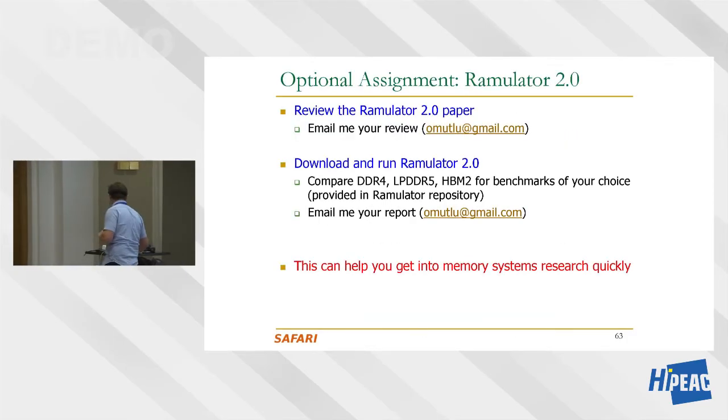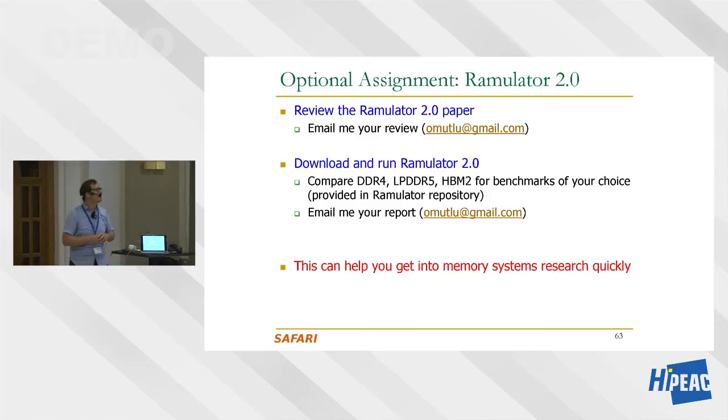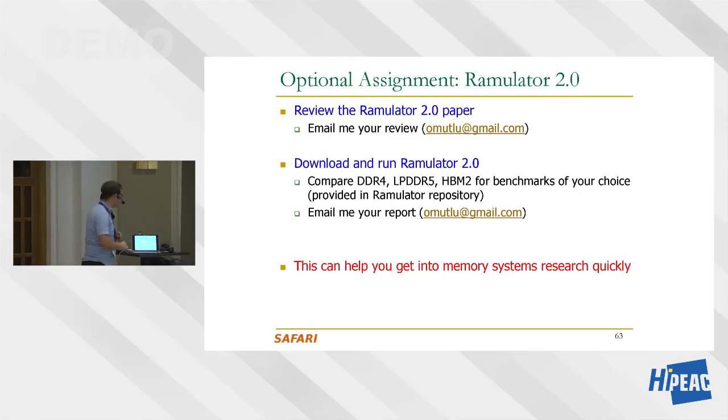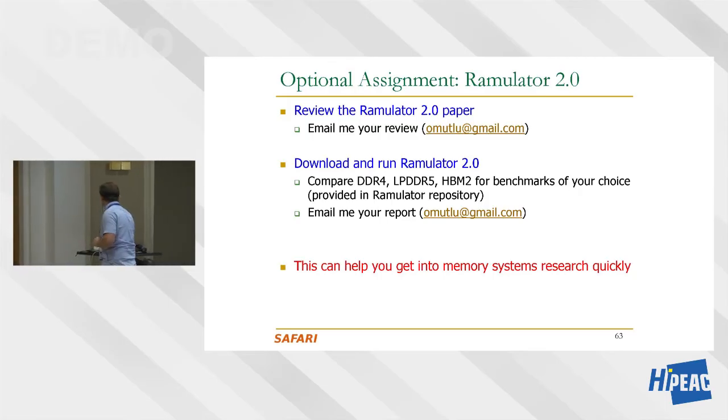Okay, so there's an optional assignment. I don't expect you to do this, but if you do it, feel free to do it. You can review the Ramulator 2.0 paper. It's only a 4-page paper. It's actually published in Computer Architecture Letters right now. It was a preprint in 2023. You can download it and run it. Hopefully you won't run into issues. We maintain it. And you can email me your report if you're interested. And you can compare different standards for a particular benchmark of your choice. And I'm curious what you find.